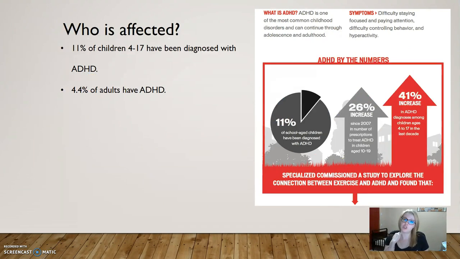Who is affected by ADHD? 11% of children ages 4 to 17 are diagnosed with ADHD, and that was by a study conducted in 2011, so I'm sure it's changed a little bit since then. Most doctors agree that they can't pinpoint exactly how common ADHD actually is. When it comes to adults, it's a low number. It's actually 4.4% who have ADHD, but most of those adults don't go out and get help or report it.